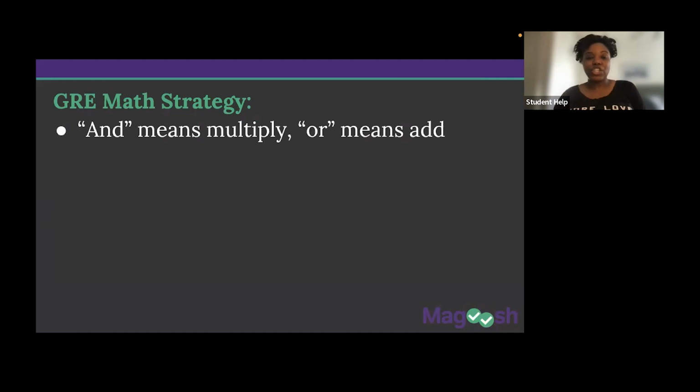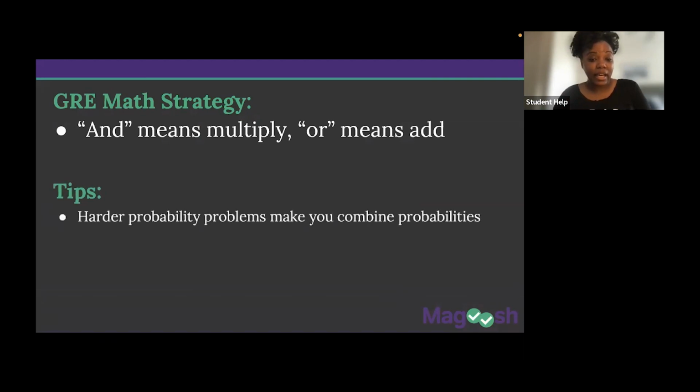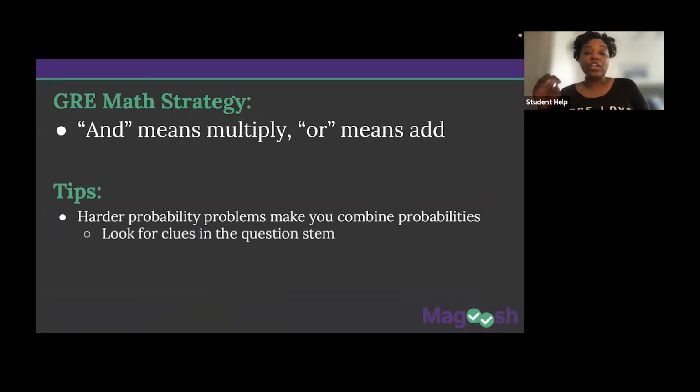All right, GRE strategy. And means to multiply or means add. So when you're looking at probability, harder probability questions are going to make you combine probabilities.